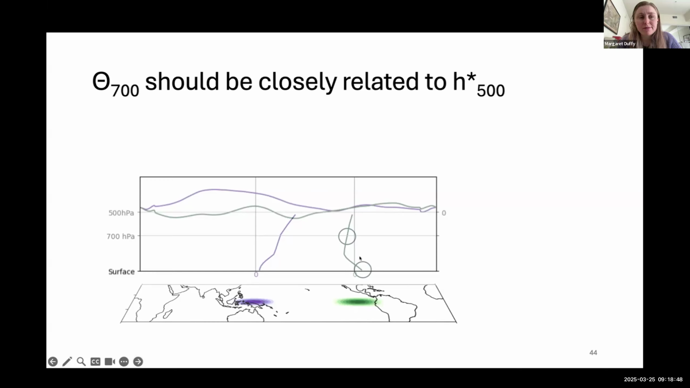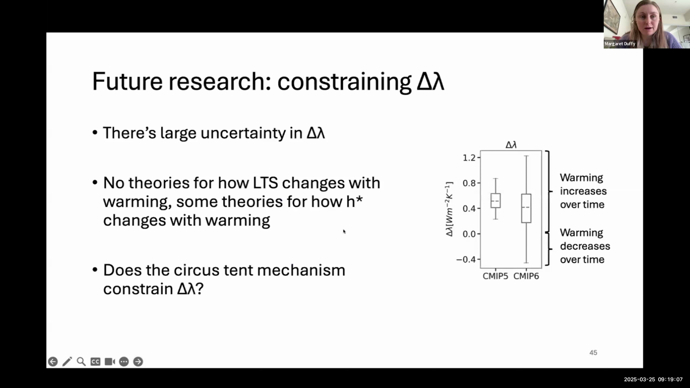And we can then imagine that theta 700 should be very closely related to H star 500. It might be affected by the same gravity waves and weak temperature gradients at 700 as at 500. And we realize that LTS is changing non-locally via this circus tent mechanism. So I think we've synthesized some of our proposed mechanisms and gotten a clearer picture as to what's going on here. And the next exciting step is potentially coming back and constraining delta lambda, which I'm hoping to do soon.